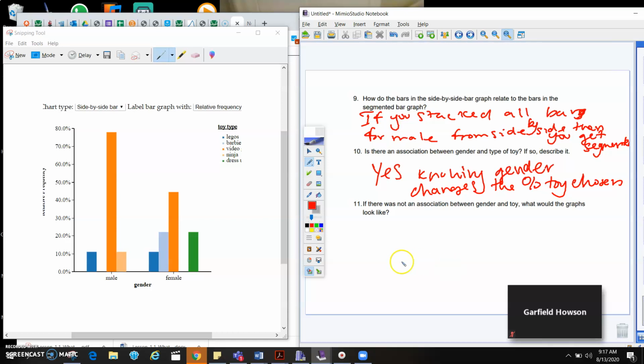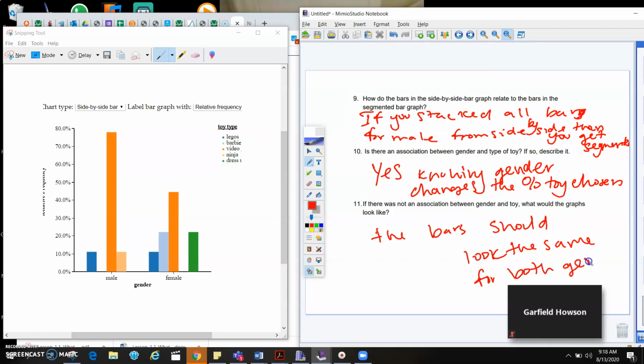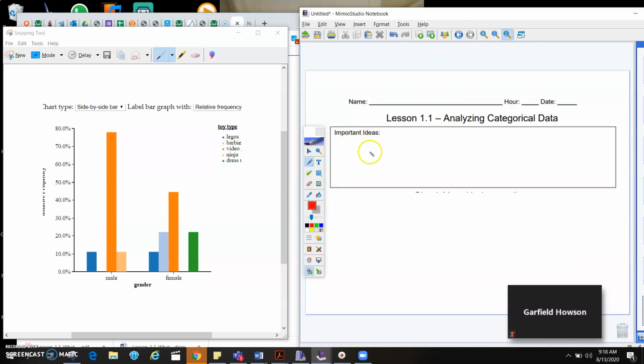If there was not an association between gender and toy, what would the graphs look like? So theoretically, if there's not an association, then the bars should look the same for both genders. And really, so important ideas. Today we talked about categorical versus quantitative.